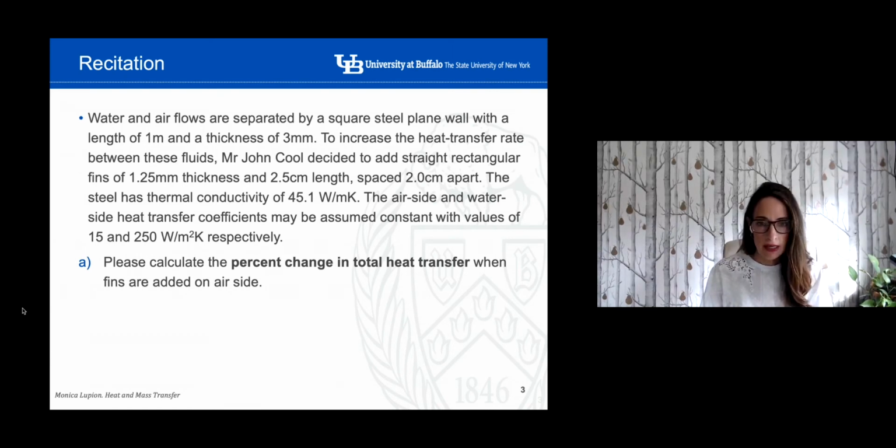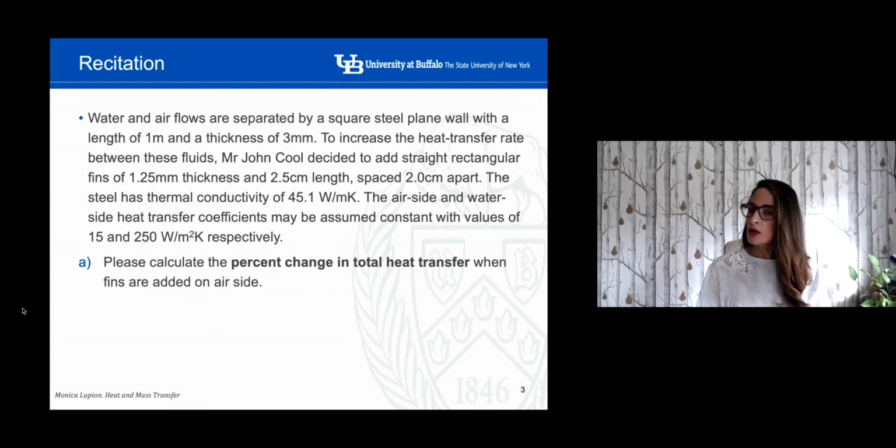The air side and the water side heat transfer coefficients might be assumed constant, with values of 15 and 250 watts per square meter Kelvin respectively. Please calculate the percent change in the total heat transfer when fins are added on the air side.